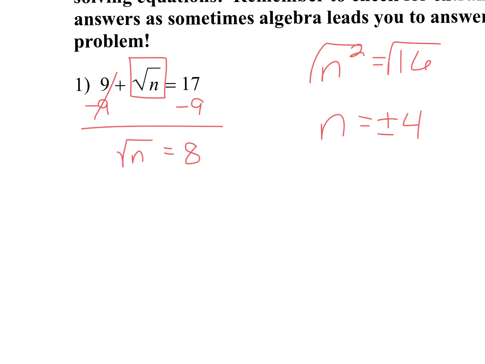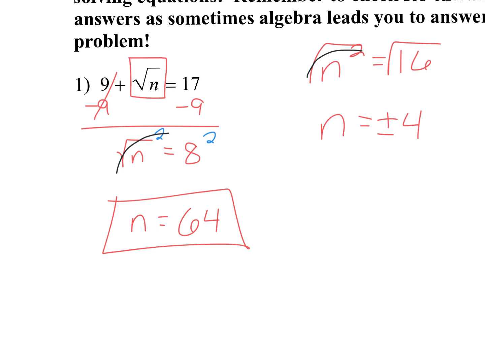Yep. So we're going to square both sides. What you do to one side, you have to do to the other. So on the left, what's going to happen is the square and the square root cancel just like they did over here. And we're left with n. And then on the other side, 8 to the second power is 64. Done. Okay. So the biggest thing is make sure you get the radical by itself first.